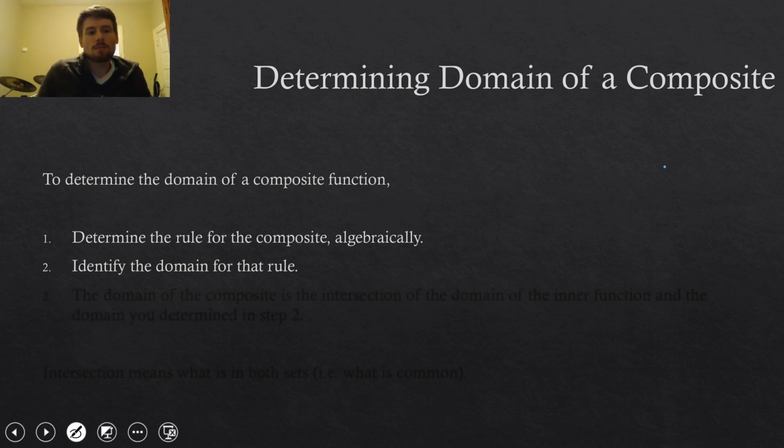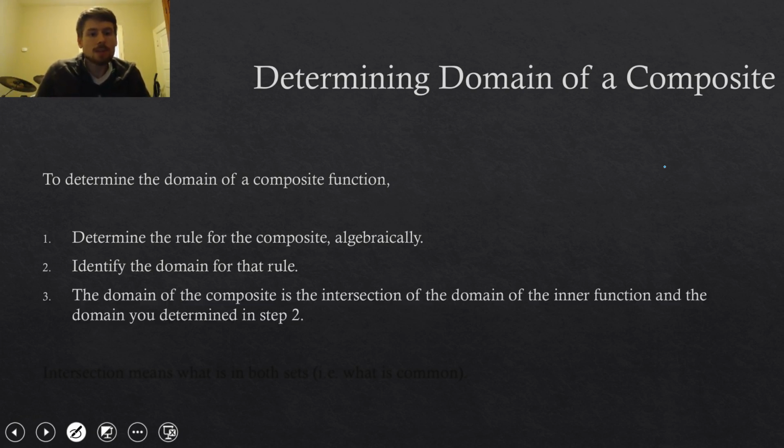So from the composition's rule, usually you're able to identify, oh, I'm not allowed to plug in x equals 1, or I'm not allowed to plug in negative numbers, or whatever. So you should be able to see some domain from that rule. And then what you've got to do is, once you've looked at that, you combine what you know about the original inner function and the domain that you just looked at.